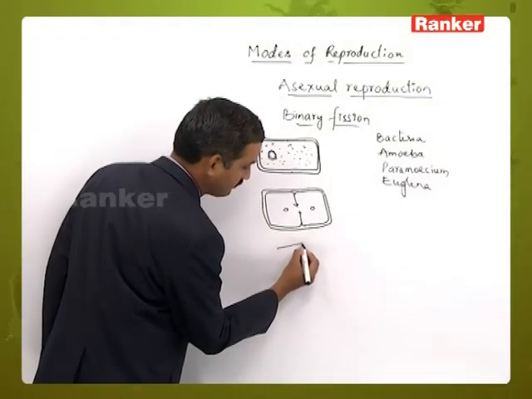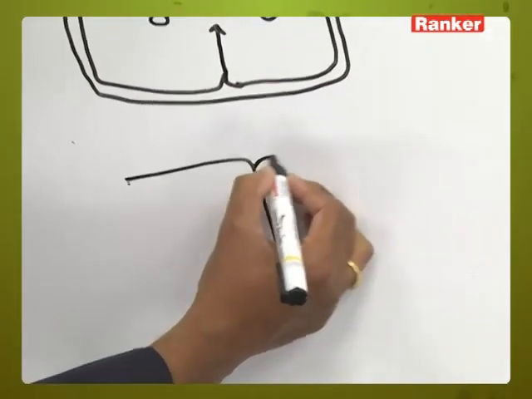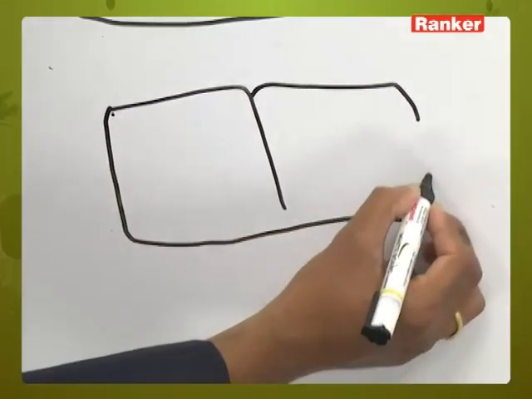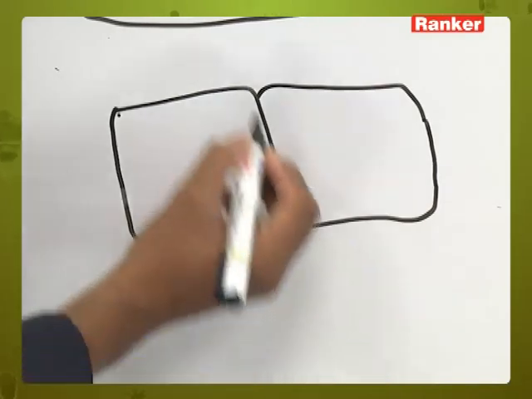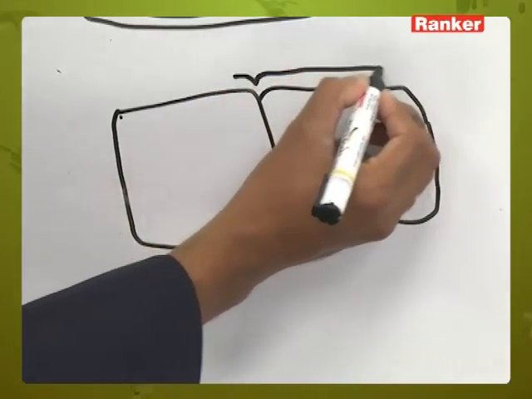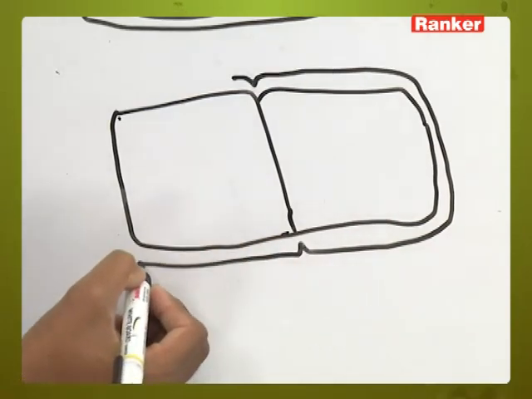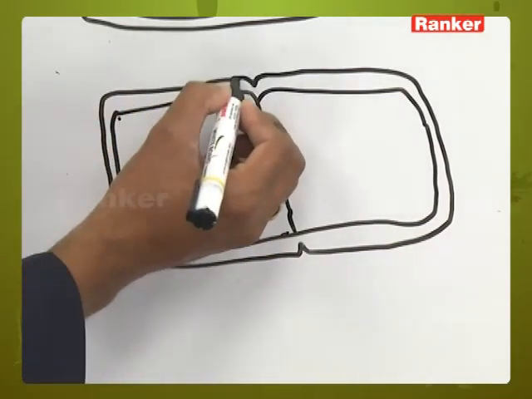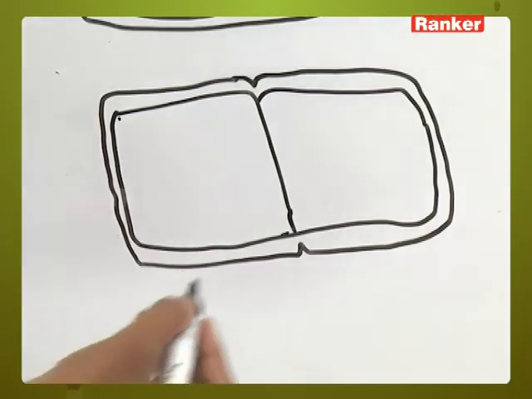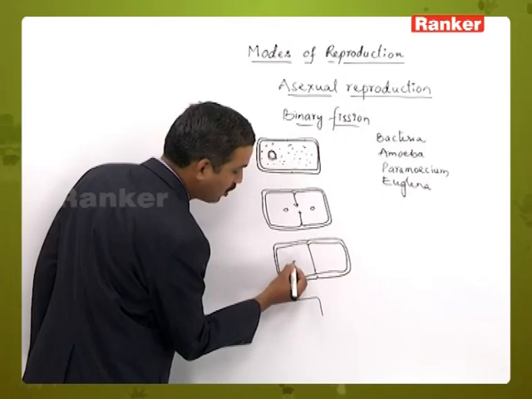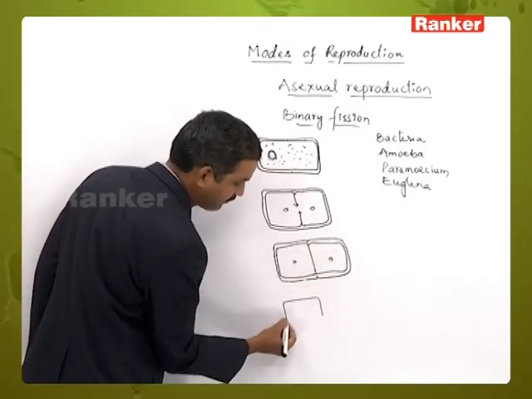Then the constriction will start in the cell wall also. This constriction formed in the cell wall is at the same place where the constriction occurred in the cytoplasmic contents. It also moves towards the center, and finally it will result in two daughter bacteria.